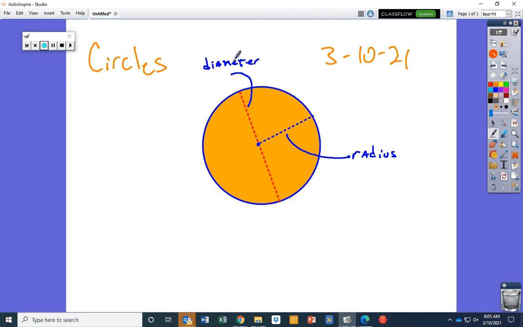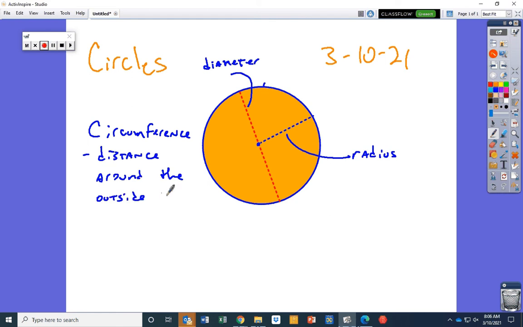What is the distance when we go all the way around a circle? Pretend I made a really good line all the way across. What is the distance around the circle? Dylan? Circumference. The distance around the outside of a circle.